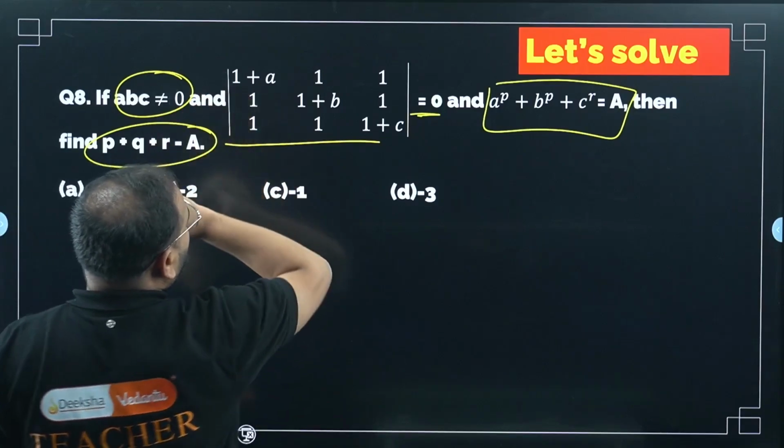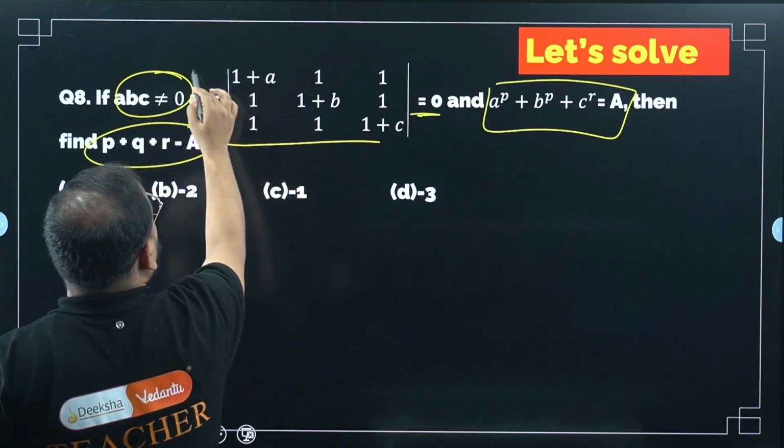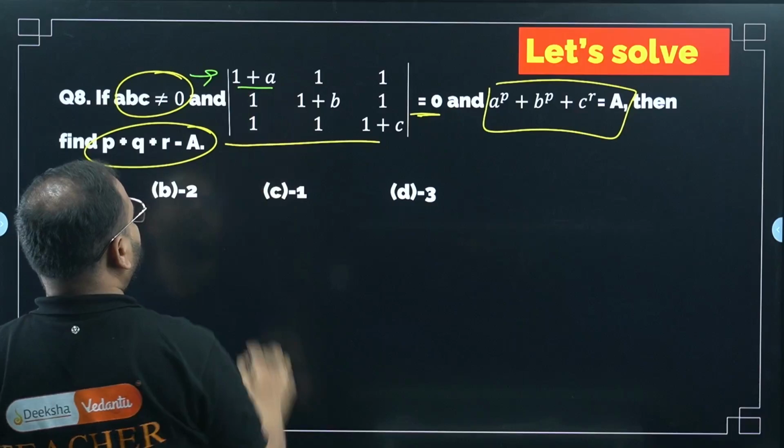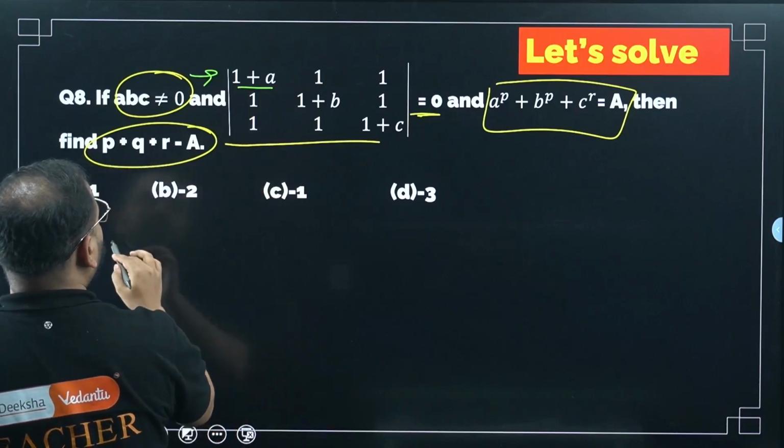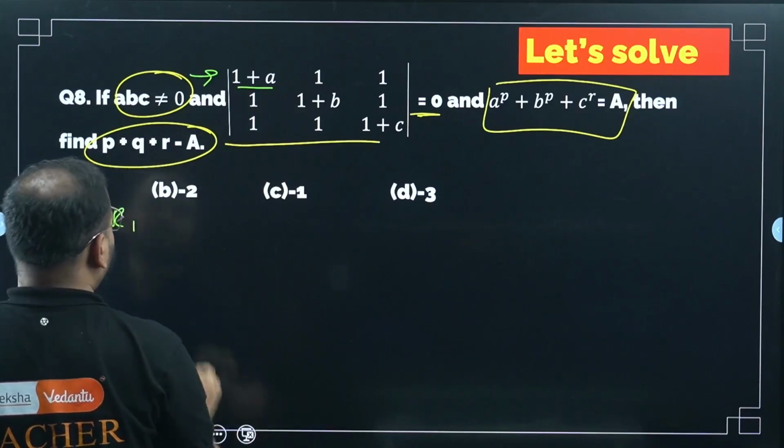So I'll take the first row. Okay. So first row I'm taking what first? 1 plus A. So do the expansion across row 1.